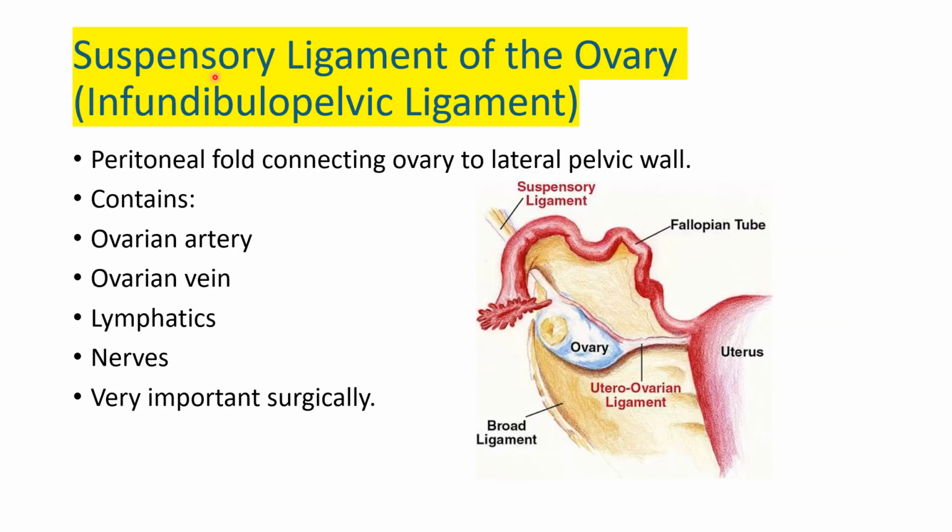So the suspensory ligament of the ovary, which is called the infundibulopelvic ligament. You can see it there. It is a peritoneal fold connecting the ovary to the lateral pelvic wall and contains the ovarian artery, ovarian vein, lymphatics, and nerves. It is very important surgically, this suspensory ligament. So we have the fallopian tube there, the uterus there, the utero-ovarian ligament, the ovary there. We have the broad ligament also on this side. But this one that is upper there, that's the suspensory ligament.